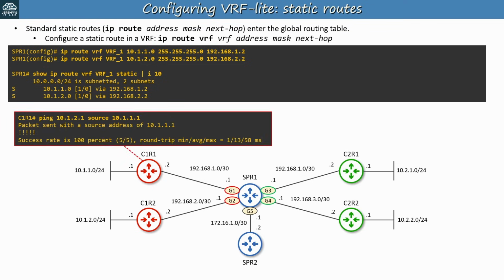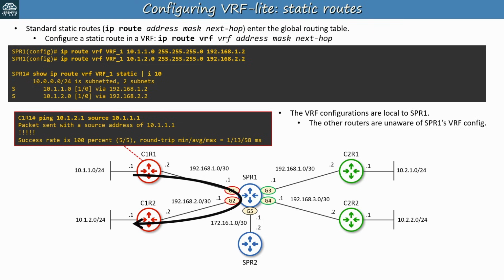To test, on C1R1 I did ping 10.1.2.1, source 10.1.1.1. So a ping from C1R1's LAN interface to C1R2's LAN interface. And it worked. Note that I didn't have to specify any VRF in this ping on C1R1. That's because the VRF configurations are local to SPR1 only. The other routers, including the customer routers and SPR2, are unaware of SPR1's VRF config. So C1R1 doesn't need to specify the VRF in its ping. It only uses a single routing instance, the global routing instance.